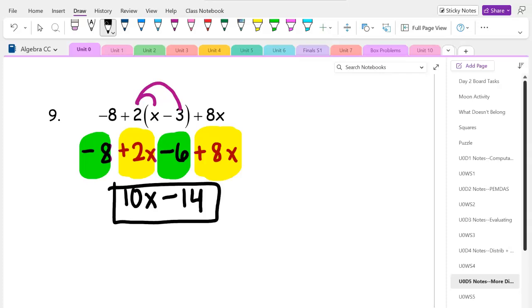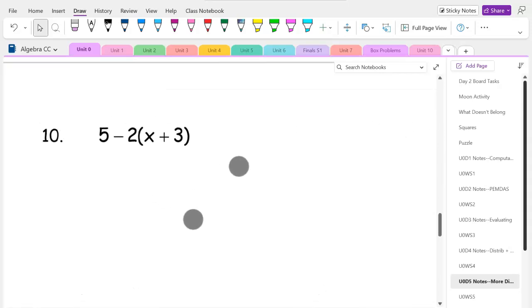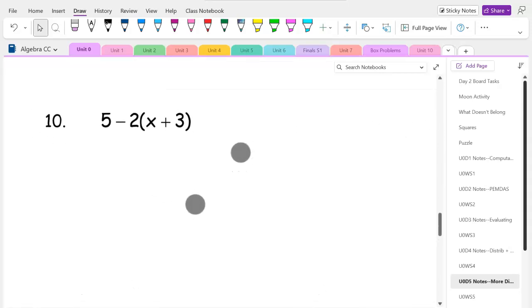All right, we have a few more on the back. Go ahead and flip the page. Number 10. All right, this one's getting a little trickier. And here's why. Yes, you're starting with parentheses. Yes, you're starting with the number outside the parentheses and multiplying, but you are not actually multiplying a 2 here. I know it looks like a 2, but it is not a 2. It is actually a negative 2.